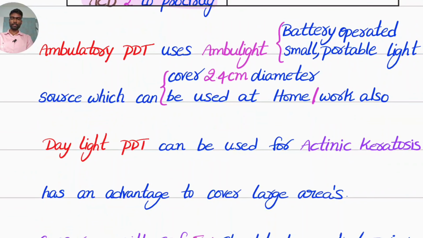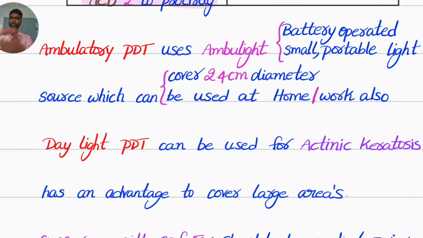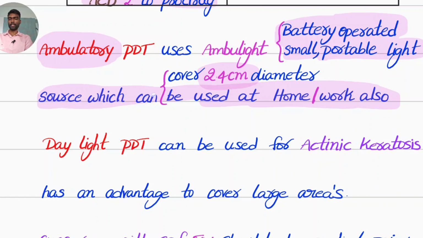Other types of topical photodynamic therapy: ambulatory photodynamic therapy, which uses Ambulight. It is nothing but a portable, small, battery operated light source which can be tied using a belt. It will cover a small diameter of 2.4 centimeter, while our LED is 20 centimeters. It is for small lesions, and can be used at home and at work without interfering with the daily routine. We can do our work as usual with the help of this Ambulight.